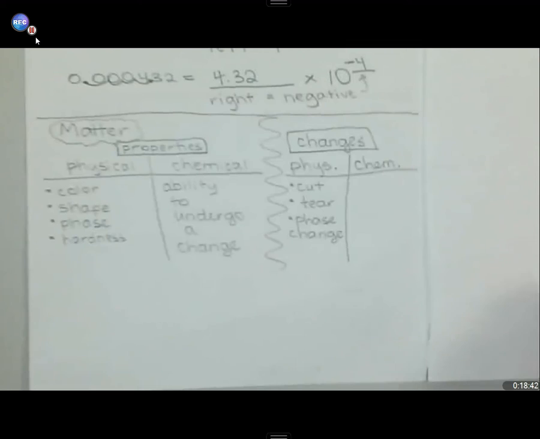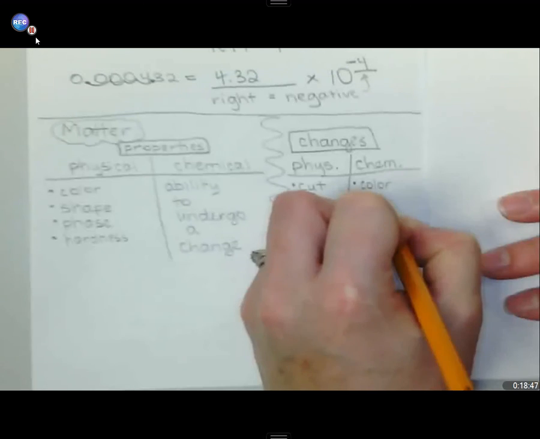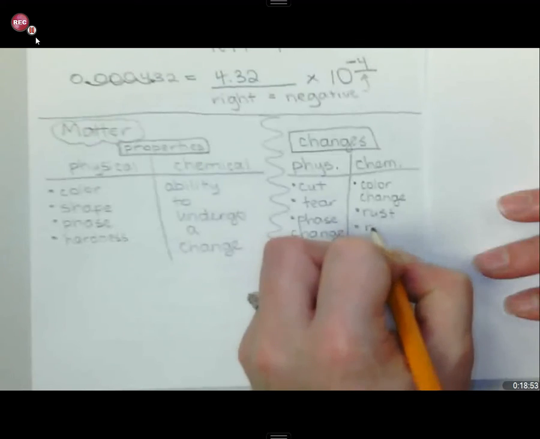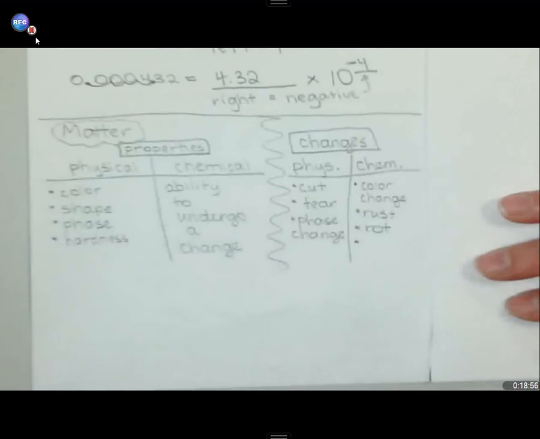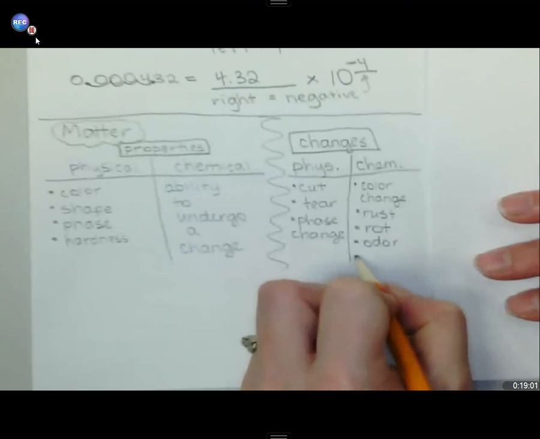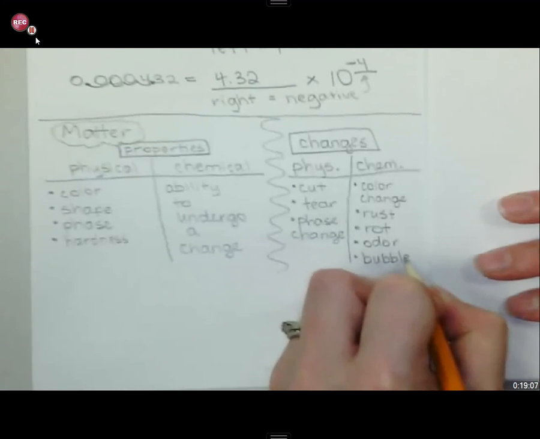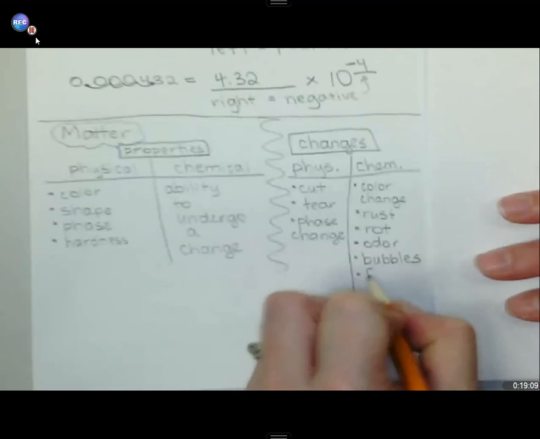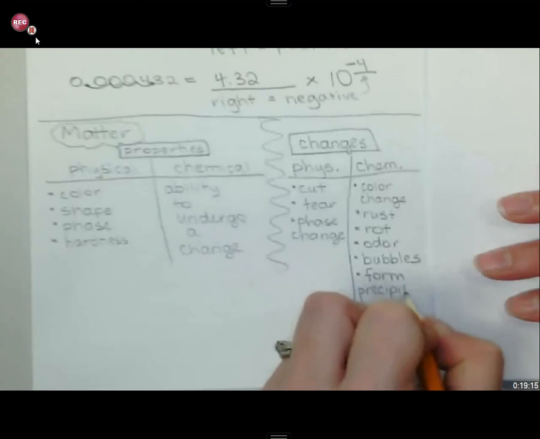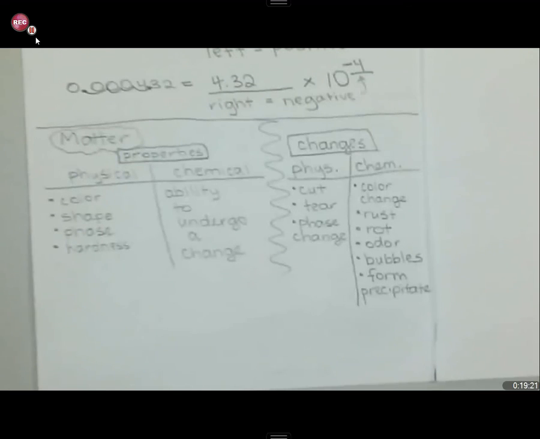Okay? Now for a chemical change, a big one is color change, rust, rot, also known as decomposition, odor, gases are given off, and normally when we see gases given off, it makes bubbles, and then it also forms a precipitate. A precipitate is going to be a solid that is formed inside of the solution.